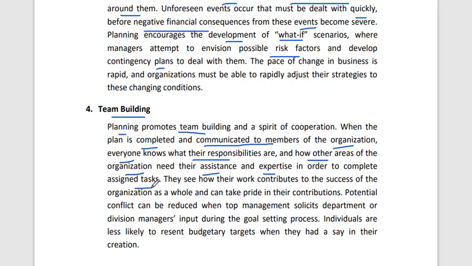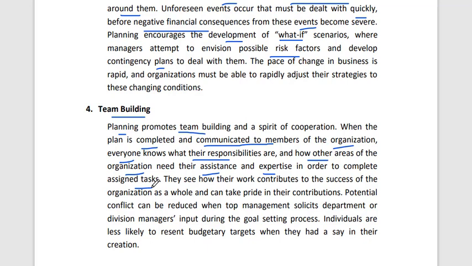If in planning we already discussed that this work will be completed by this group of people, and that work by that group of people, then everyone in the organization, every worker and manager, knows what the task is, what their responsibilities are, and how we can complete that particular task.